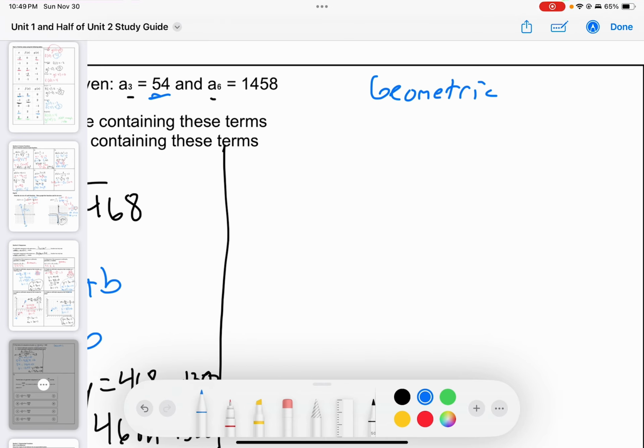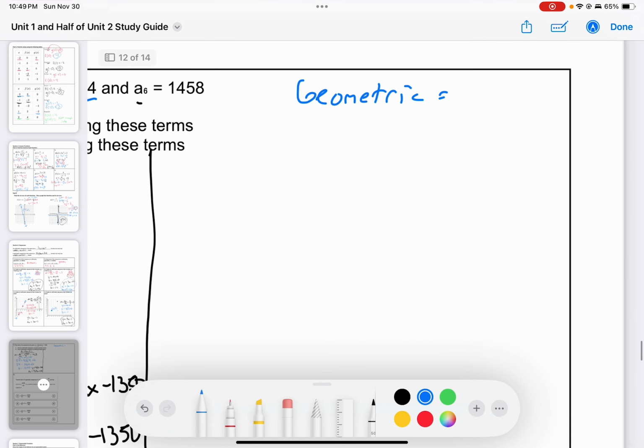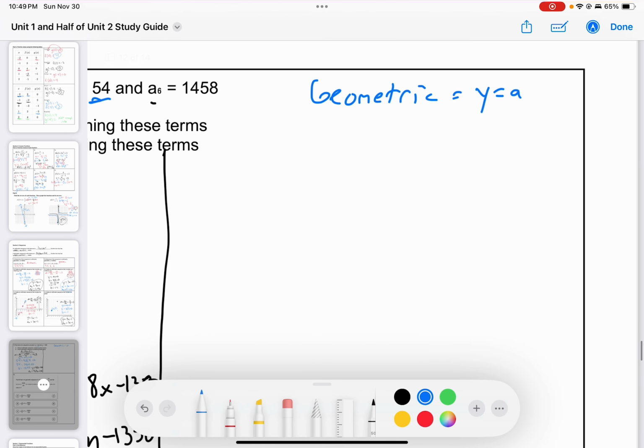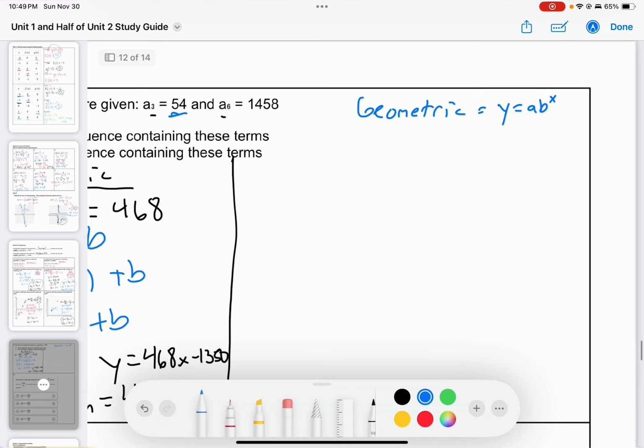So I know really we're using the equation y equals a times b to the x, because geometric is exponential, so y equals a times b to the x.